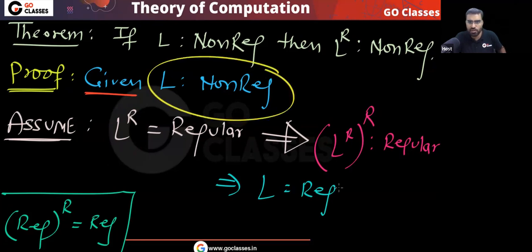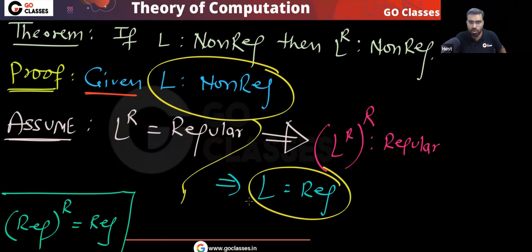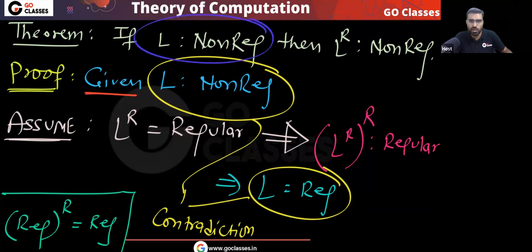Here you are saying L is regular, here you are saying L is non-regular. Did you get a contradiction or not? Yes, we got a contradiction. So that is the proof that if L is not regular, then L reverse is also not regular. Is this clear? Please tell me, did you understand this?